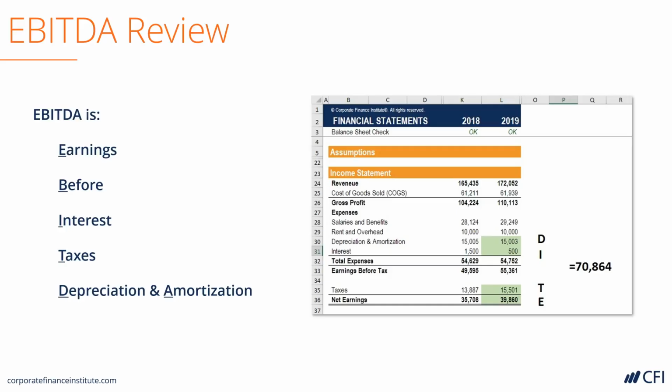Let's review EBITDA quickly. If we start at the bottom of a company's income statement, we can add back each of the components to arrive at earnings before interest, taxes, depreciation, and amortization.